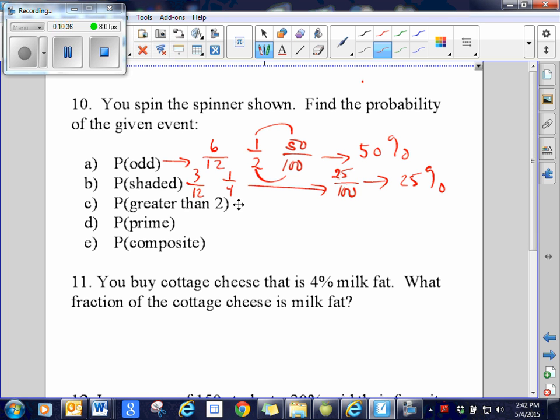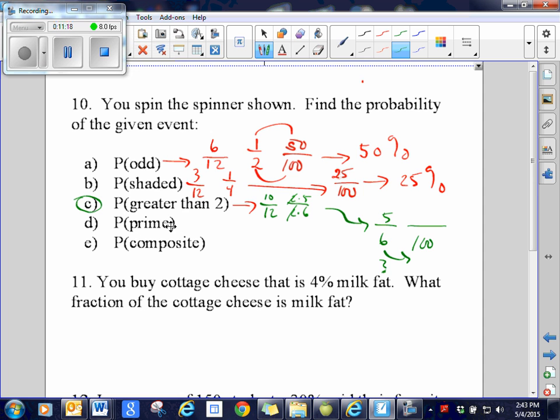These are working nicely so far. Probability of a number greater than 2. So let me go get another color up here. How many numbers are there greater than 2? 10 out of 12 are greater than 2. That reduces, so that's 2 times 5 and 2 times 6. So now our fraction is 5/6. I need my fraction to have a denominator of 100. We're going to save this one because we probably are going to work it using 7.2 or 7.4.